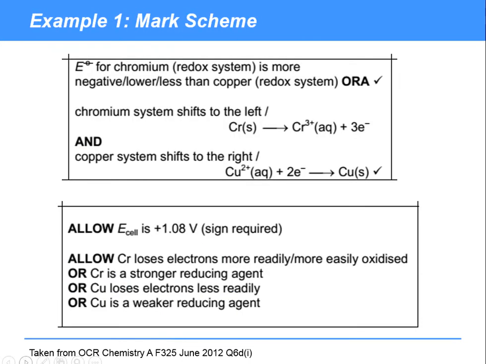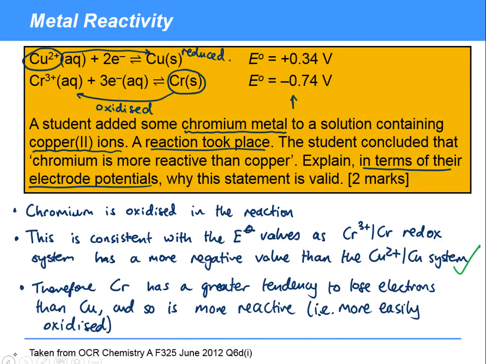And the second says, it talks about the equilibrium. Now it does seem that at the moment that's something which this particular exam board really likes, talking about the equilibrium. So chromium system tends to shift to the left and copper system tends to shift to the right. However, it does allow that chromium loses electrons more readily or is more easily oxidized, and that's exactly what we said here.